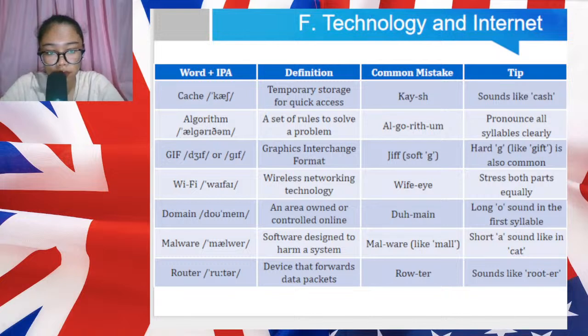Router. Again, router. One more time. Router. It is the device that forwards data packets. So it refers to a networking device. The common mistake of router uses diphthong as in rowboat in the first syllable. So the correct pronunciation uses the U vowel sound as in root.